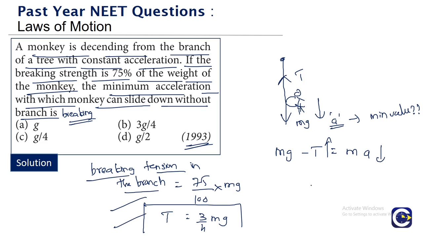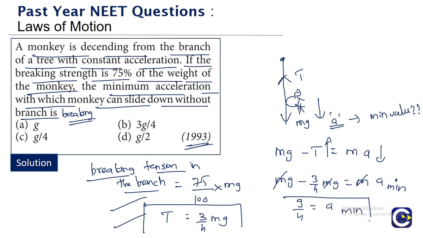So the maximum value of tension possible will give us the minimum acceleration for the monkey while it is going down. Which means mg minus 3 by 4 mg equals m times a minimum. On both sides the m is cancelled. So g minus 3 by 4 g is g by 4. So the minimum acceleration with which the monkey can slide down safely without breaking the branch is g by 4.